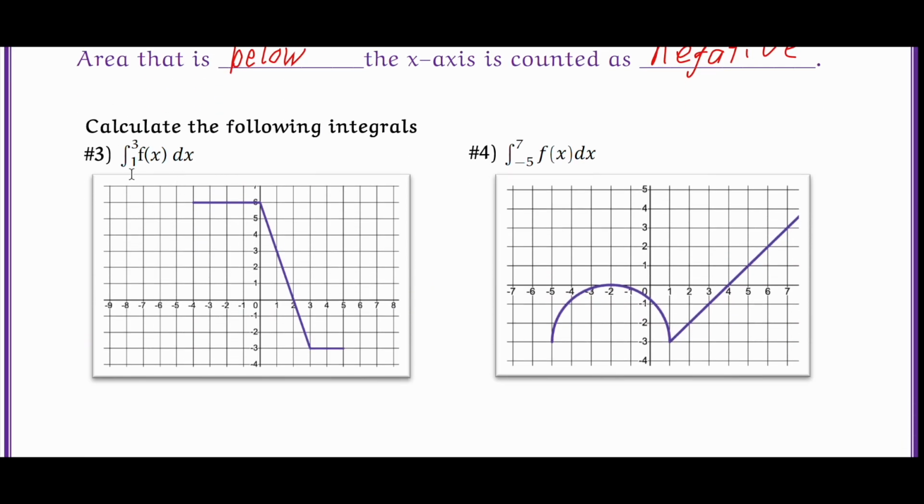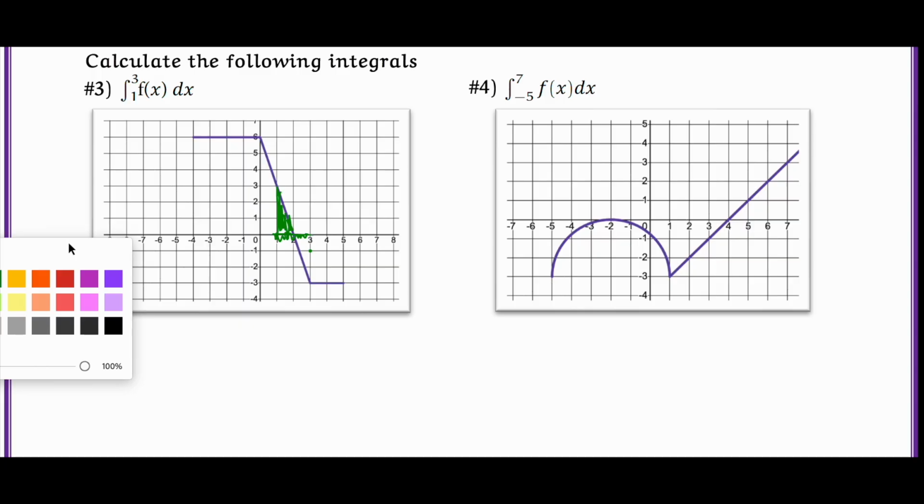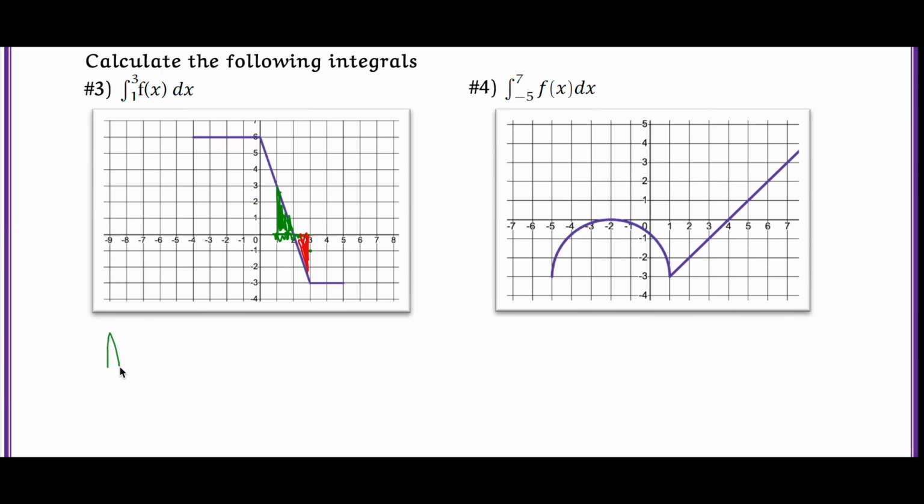For the first one here, we have the integral from 1 to 3 of f of x. Looking at our graph, we're looking between 1 and 3, left and right. You can see we have a triangle above the axis and a triangle below the axis. We want to find the area of both. Above the axis, this just goes back to geometry. The area of a triangle is 1/2 base times height. This green triangle has a height of 3 and a base of 1, so its area is 1/2 times 1 times 3, which is 3/2.